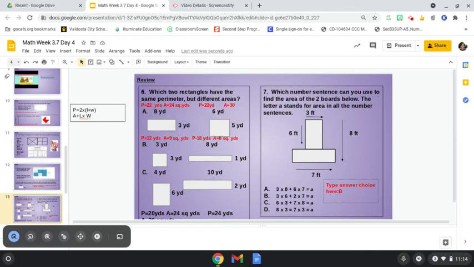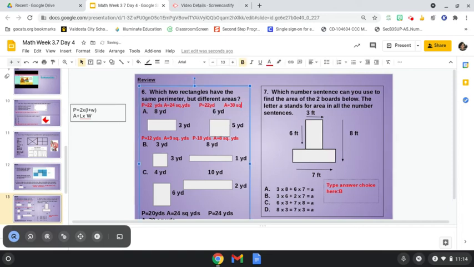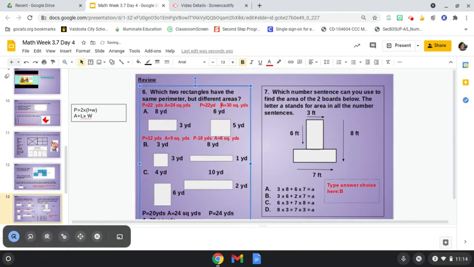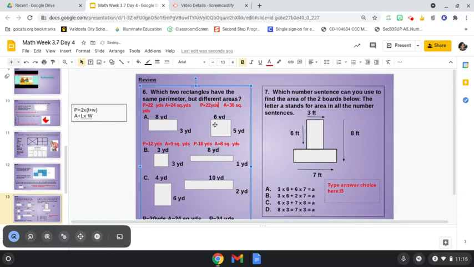The area here is 30 square yards. And the perimeter, 6 plus 5 is 11 times 2, that's 22 yards. So the perimeter is the same, but the area is different. A would be our answer here.